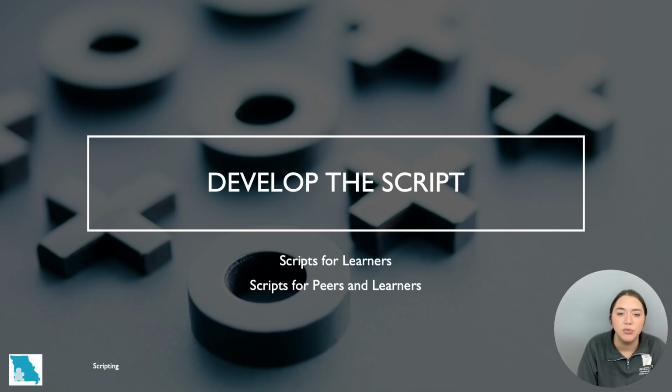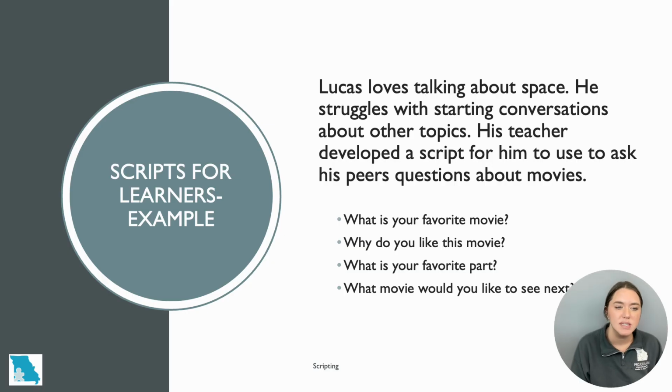So now we're going to develop the script. So we're going to look at a couple of different things. We're going to look at developing scripts for the learner and then developing scripts for peers and learners. So peers also might need a script to make those correct responses when a learner implements some type of social script. So this is an example of a script that a teacher put together for her student Lucas.